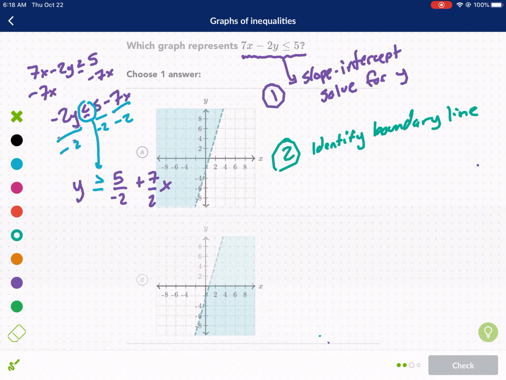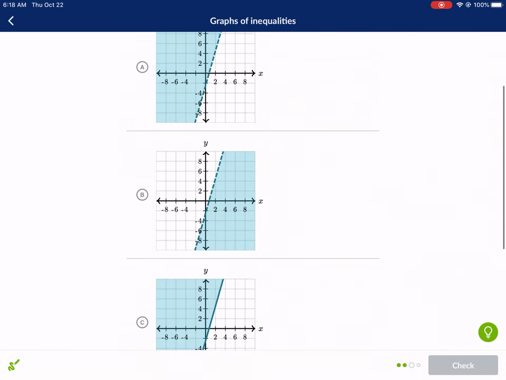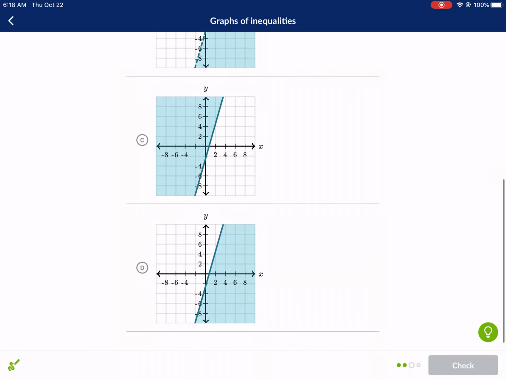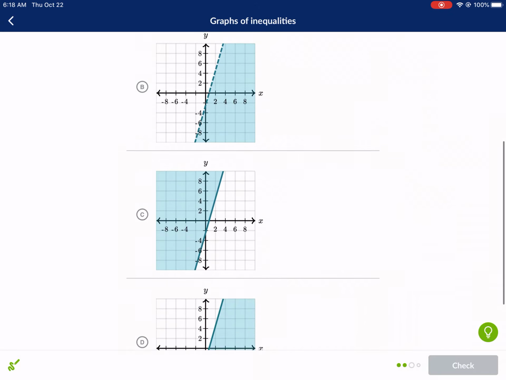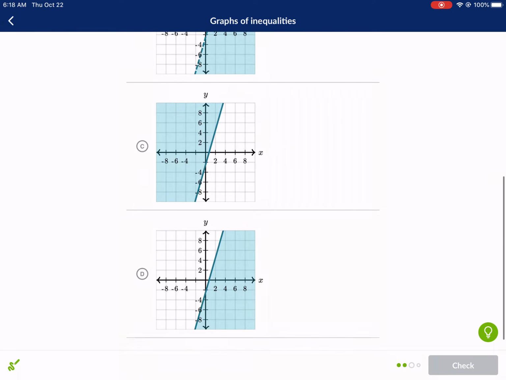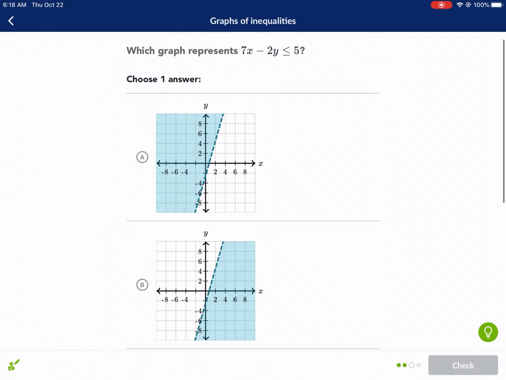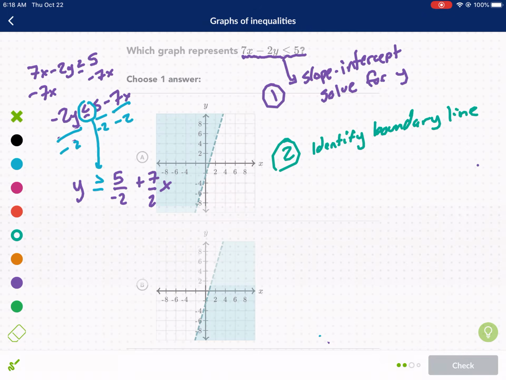It's either going to be solid or dotted. So let's just take a look here at the different options. You can see that we have some dotted ones. A and B are dotted or dashed, however you want to say it. And C and D are solid, okay? So how do we distinguish the difference? It's pretty easy. All we have to do is this.